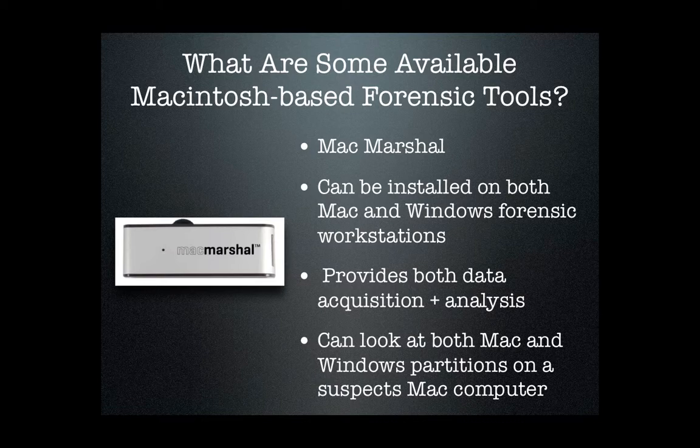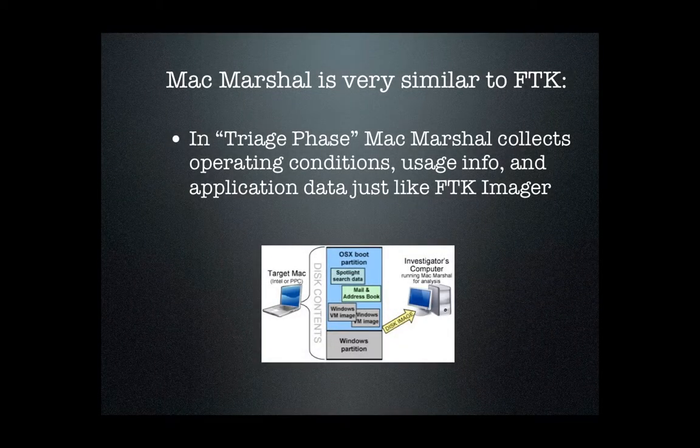So if a virtualization program, like Boot Camp or Parallels, is being used, forensics experts can still extract any data that might be hidden in the Windows partition. If we take a close look, we can see that Mac Marshal is in many ways similar to the Windows-based forensics tool FTK. The process by which Mac Marshal acquires data from a suspect's hard drive, dubbed the triage phase, is very much similar to FTK Imager's process. In the triage phase, just as in FTK Imager, the operating conditions, usage information, and application data are collected from a suspect's computer and are stored on a forensic investigator's storage media.